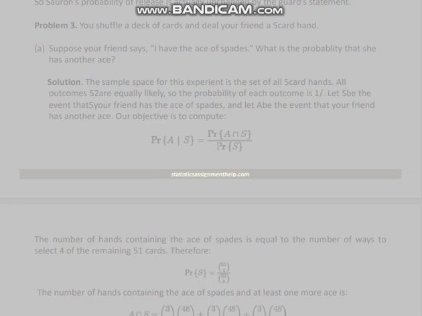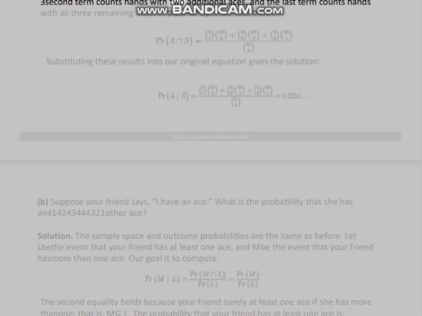The number of hands containing the ace of spades is equal to the number of ways to select 4 of the remaining 51 cards. Therefore, the number of hands containing the ace of spades and at least one more ace is given by a sum of terms. Here the first term counts the number of hands with one additional ace, since there are 3 ways to choose the extra ace and C(48,3) ways to choose the other cards. Similarly, the second term counts hands with 2 additional aces, and the last term counts hands with all 3 remaining aces. In probability terms, substituting these results into our original equation gives the solution.